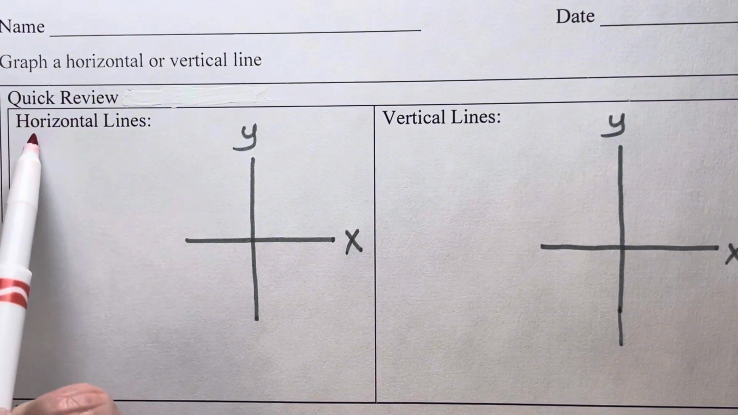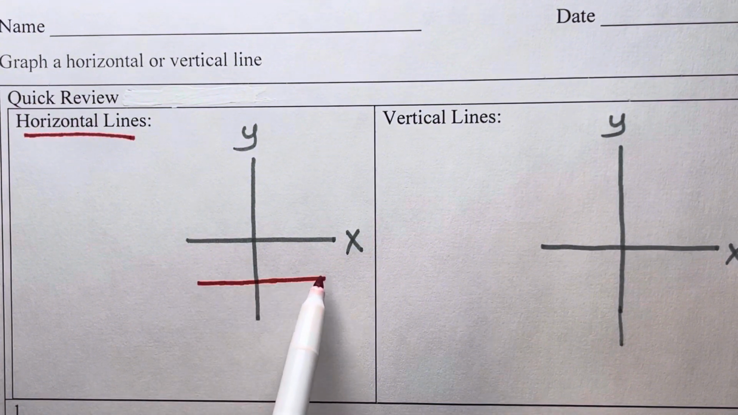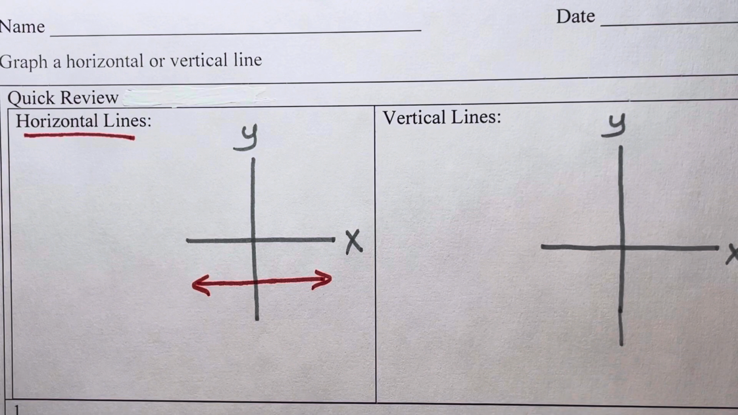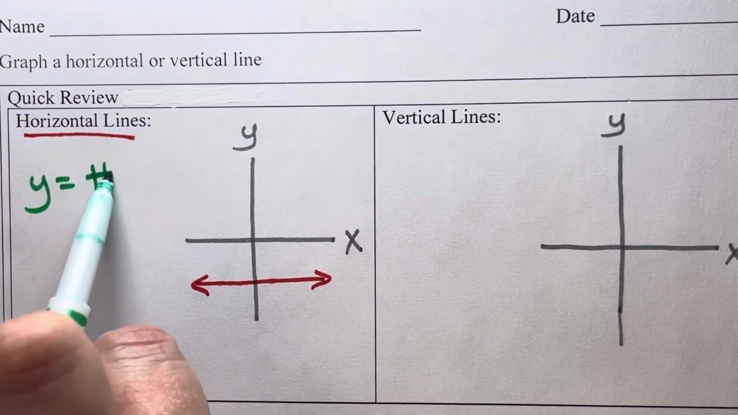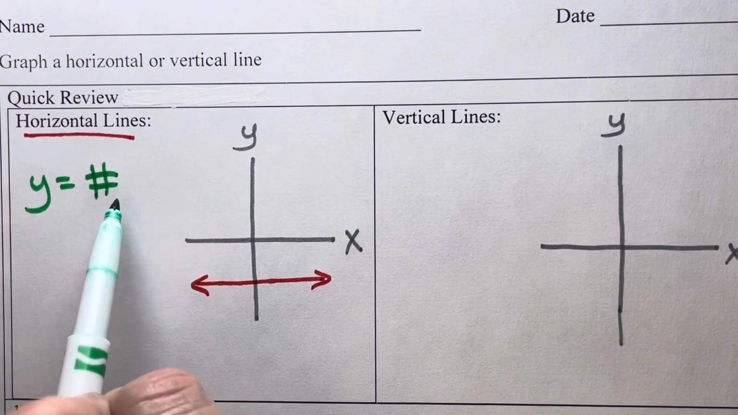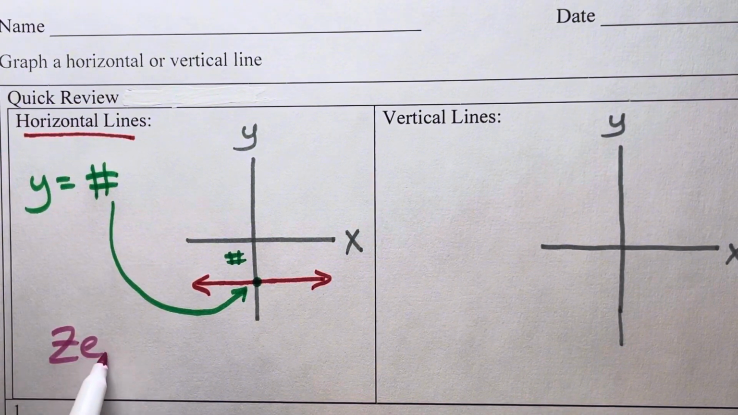All right, horizontal lines. So we remember that a horizontal line is a flat line that goes left to right, right to left. And in our previous lesson, we learned that all of these lines have an equation of the format y equaling a number. And that number is specifically where our flat horizontal line crosses the y-axis. That is the number that we're looking for. We also learned that this is going to show us that all horizontal lines have a zero slope.